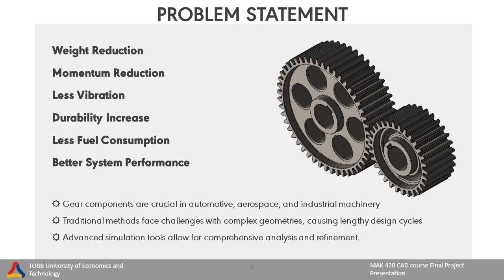For problem statements, gear components are crucial across industries like automotive, aerospace, and industrial machinery. Optimizing them improves energy efficiency, reduces weight, and boosts durability, enhancing system performance. However, traditional methods face challenges with complex geometries, resulting in exceeded design cycles. To overcome these challenges, advanced techniques like topology optimization and generative design offer efficient solutions.